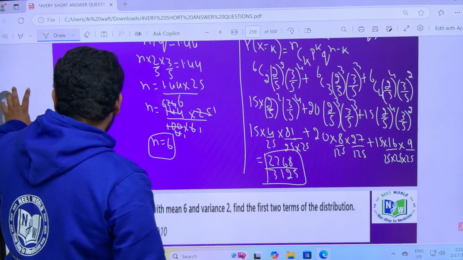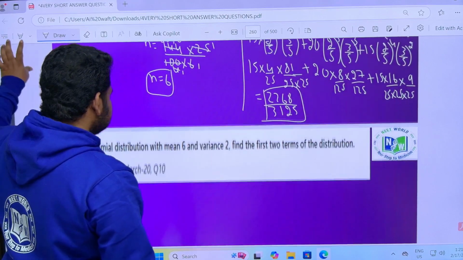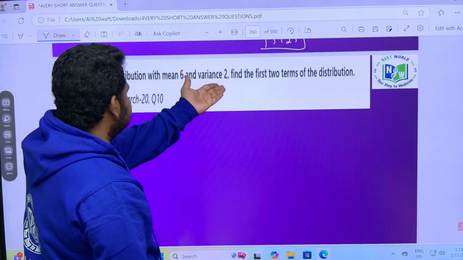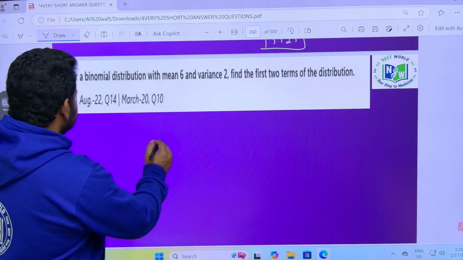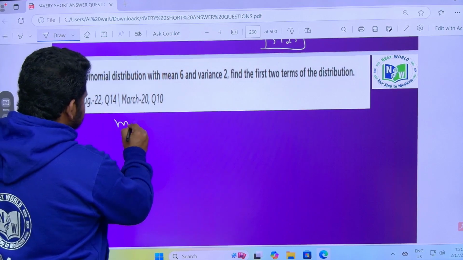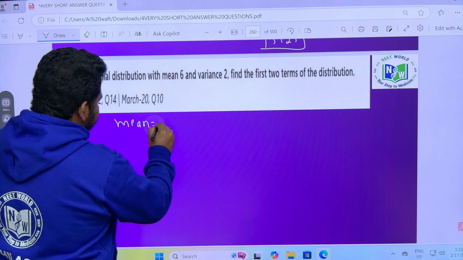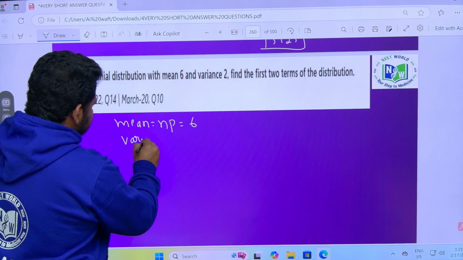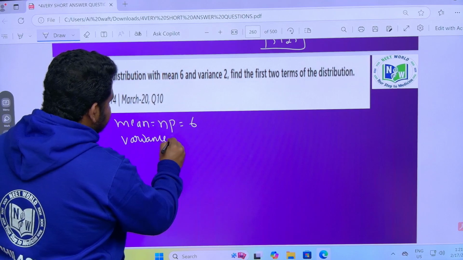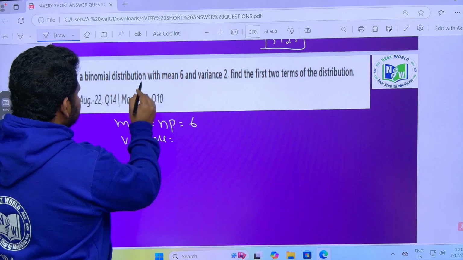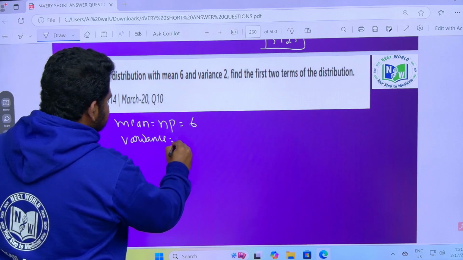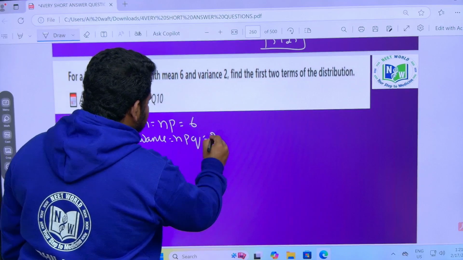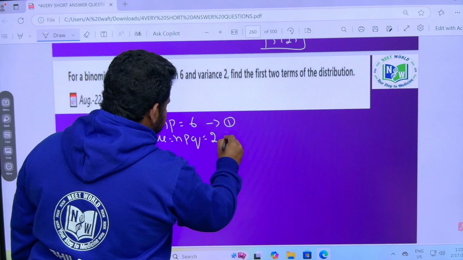Alright friends, let us move to the next question. Find the first two terms of the distribution. Okay, for mean is equal to 6 and variance is equal to 2. So mean is given by what? Mean is given by NP, that is 6. Variance for binomial distribution they are telling. So variance is NPQ, that is given by 2. This is equation 1, this is equation 2.